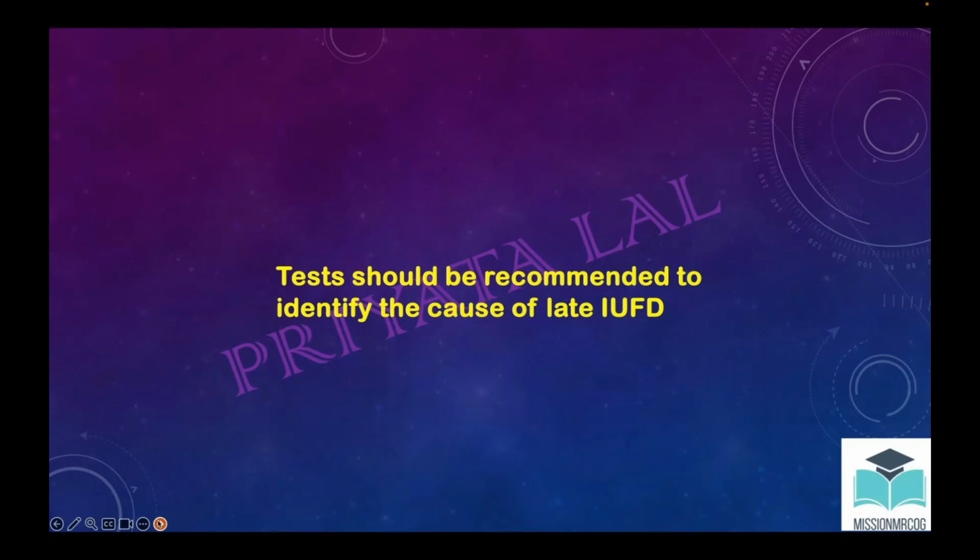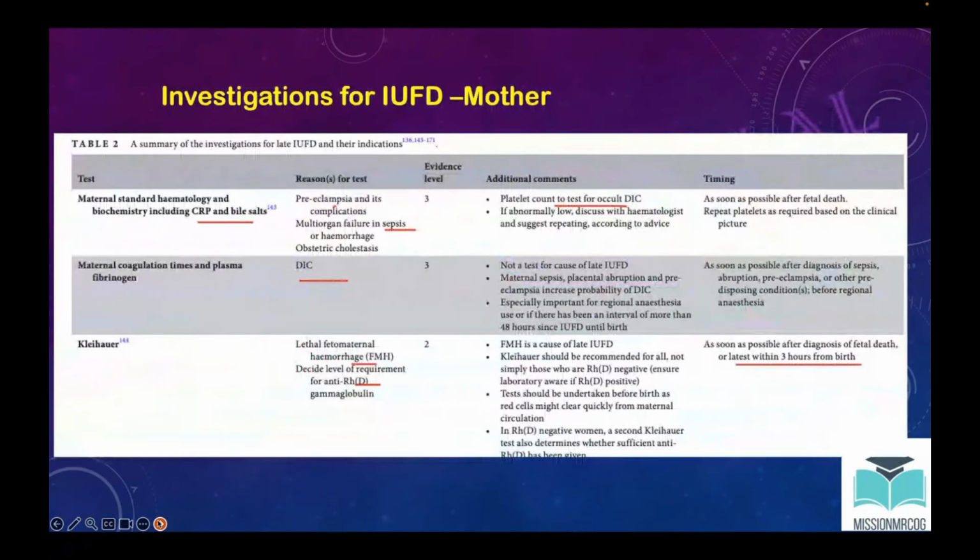Any question? Okay. Now, what are the tests recommended by the guideline for late IUFD? Tests can be done on the mother, on the baby, and also for the placenta. These are the few tests whose names you should at least be aware of, because sometimes they would give a scenario where you have to find out an answer.